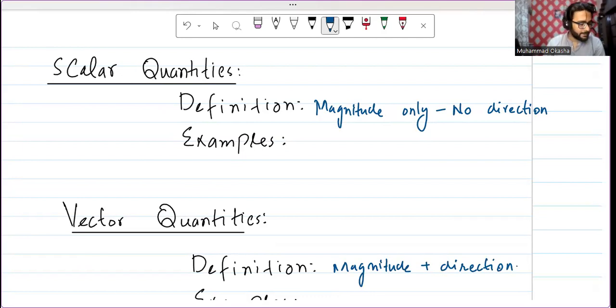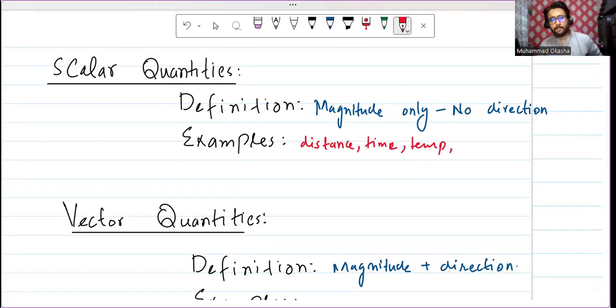There are some examples of scalar quantities that you need to remember initially. Those are distance, time, temperature, and there's a bunch more that you need to know.